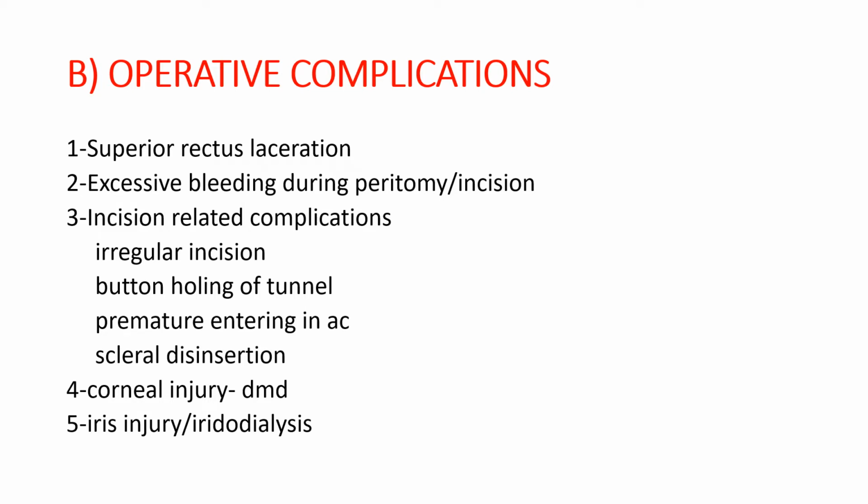Scleral disinsertion. This happens when there is a deep incision made on the sclera resulting in the through and through tear of the sclera. That needs to be sutured and the surgery needs to be postponed. Fourth is the corneal injury resulting in the Descemet's membrane detachment. Now Descemet membrane doesn't regrow, so it needs to be preserved.